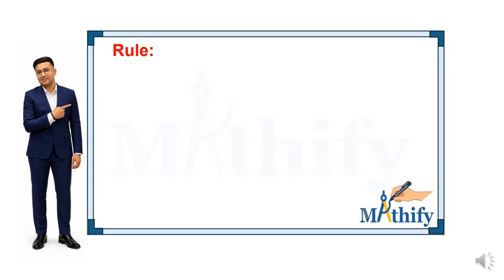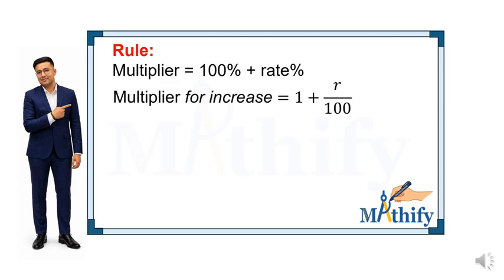What is the rule? The multiplier is equal to 100% plus the rate as a percentage. The multiplier for increase is equal to 1 plus R, which represents the interest rate as a percentage, divided by 100.